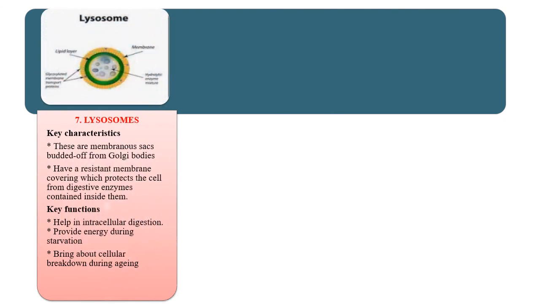Lysosomes. Key characteristics. These are the membranous sacs budded off from Golgi bodies. Have a resistant membrane covering which protects the cell from digestive enzymes contained inside them. Key functions. Help in intracellular digestion. Provide energy during starvation. Bring about cellular breakdown during aging.